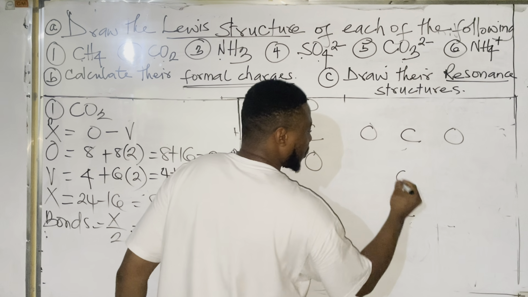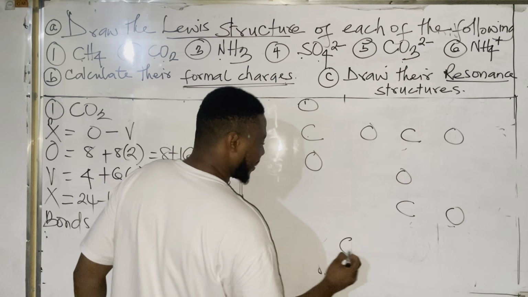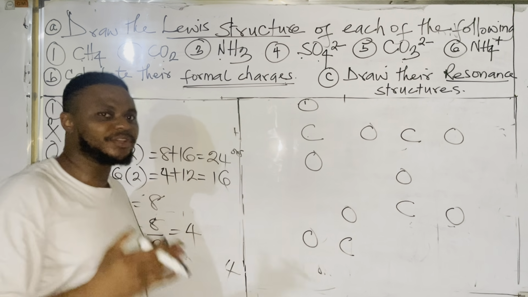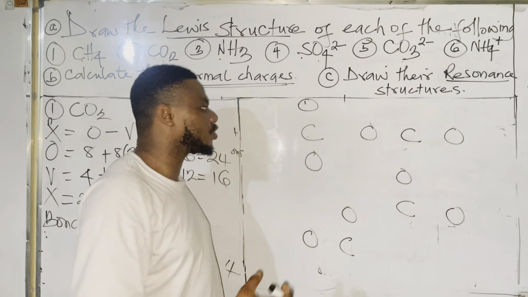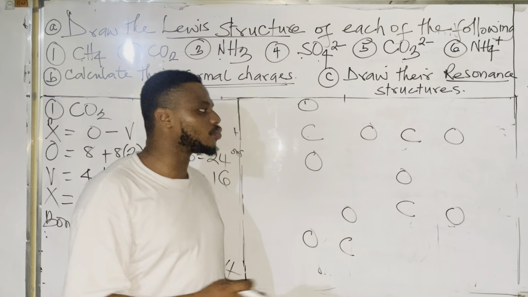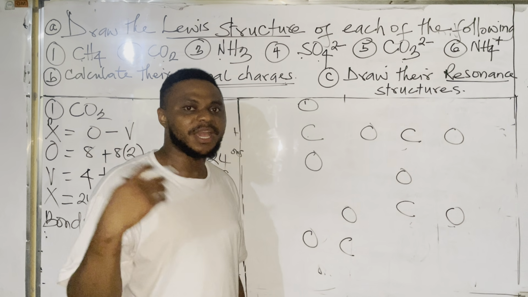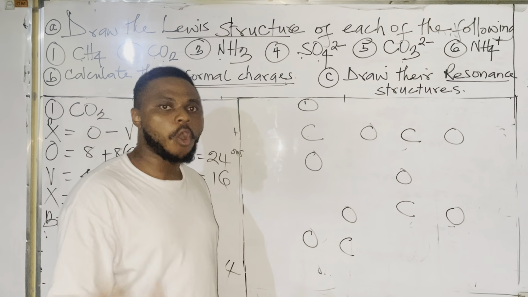You can draw this like this. You can also draw it like this. Alright? These are called resonance structures. So let me explain resonance structures. Now, resonance structures are the canonical forms of a particular molecule or compound. There are different ways you can actually represent the Lewis structure of a compound.